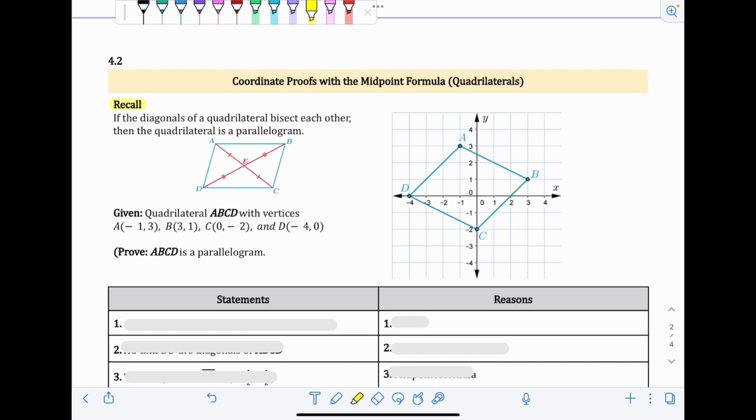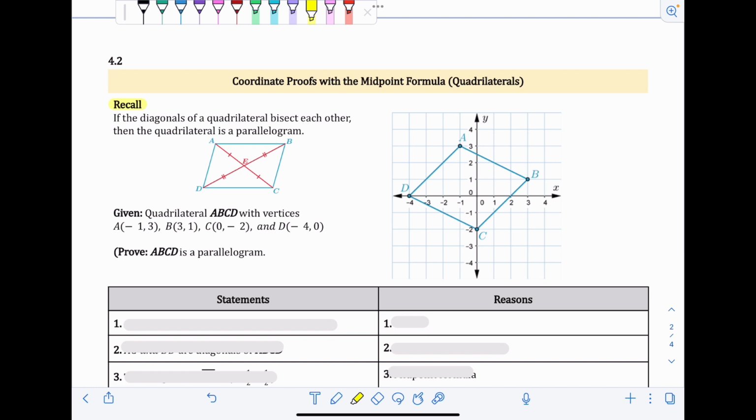Okay, so we're trying to prove this with the midpoint formula. That's not the only way to prove that this figure is a parallelogram. We're trying to steer away from slope and focus on the midpoint formula specifically though. So if you're wondering why we don't just find the slope, that's why.